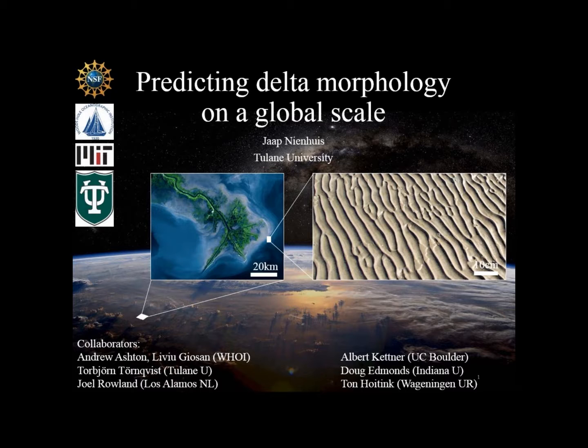Jaap attained his BS and MS in civil engineering from the University of Twente in the Netherlands, and his PhD in marine geology from MIT and the Woods Hole Oceanographic Institute. His experience includes morphologic modeling of coastal sedimentary environments, which is what he'll be talking to us about today, predicting delta morphology on a global scale.